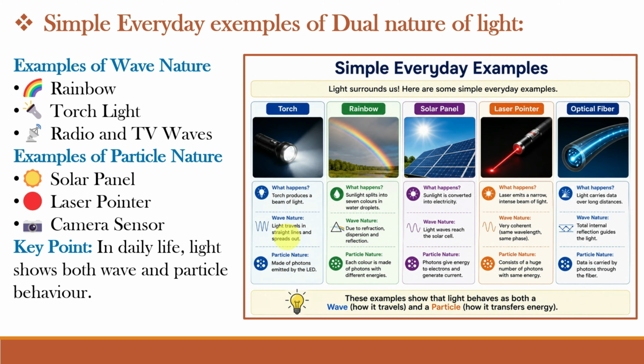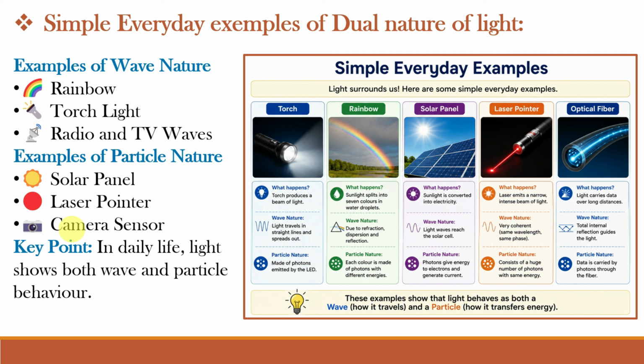Now let us see some examples of the particle nature of light. A solar panel converts sunlight into electrical energy. This happens because tiny particles of light called photons transfer their energy to the solar cells. A laser pointer emits a beam of light made up of photons. It is another example where the particle nature of light is important.